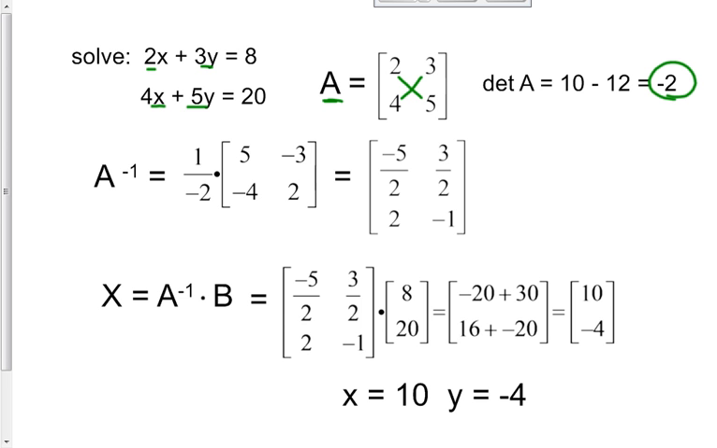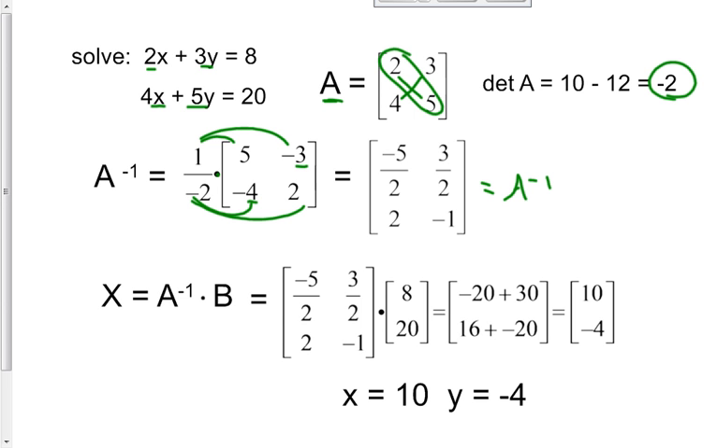My inverse matrix, 1 over my determinant, 1 over negative 2, times, now, take your original matrix, switch places, 5, 2, leave 3 and 4 where they are, but make them negative. Now carry out your distribution. Negative 5 halves, positive 3 halves, positive 2, negative 1. This is our inverse.